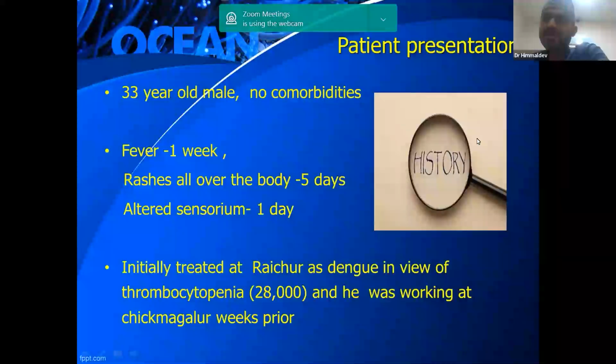He was initially treated at Raichur, one of the districts in Karnataka, and was treated as dengue because he had thrombocytopenia. Prior to that, he was working in Chikmagalur, which is endemic for all these tropical infections. So now we know he was working in an endemic area and was being treated as dengue because of thrombocytopenia. He was treated in a smaller hospital, so not much investigation was done.